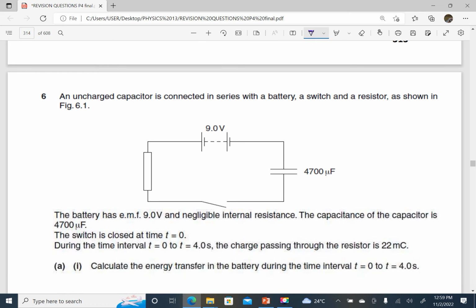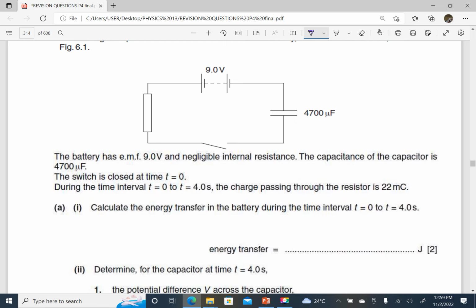An uncharged capacitor is connected in series with a battery, a switch, and a resistor as shown here. The battery has 9 volts and negligible internal resistance. The capacitor of capacitance is 4700 microfarads. The switch is closed at t equals 0. During t equals 0 to t equals 4, the charge passing through the resistor is 22 millicoulombs. Calculate the energy transferred in the battery.